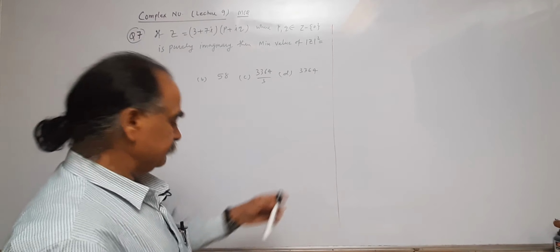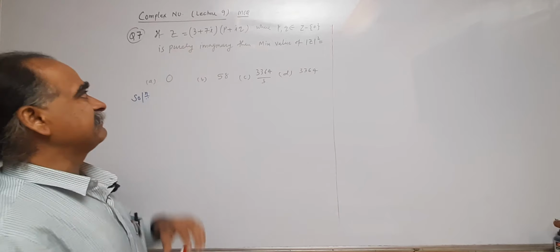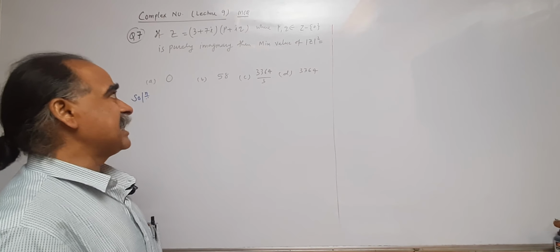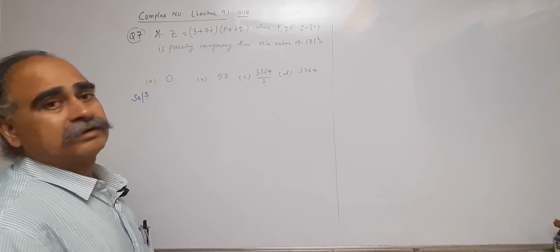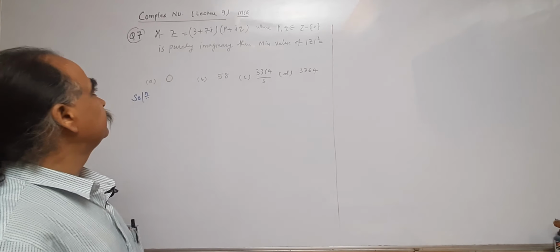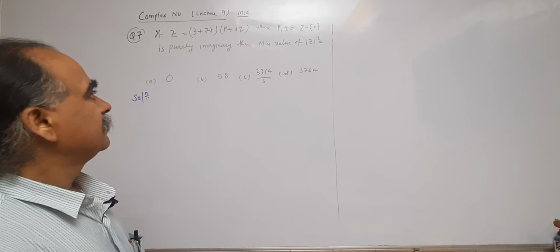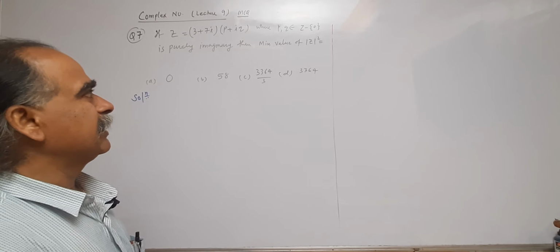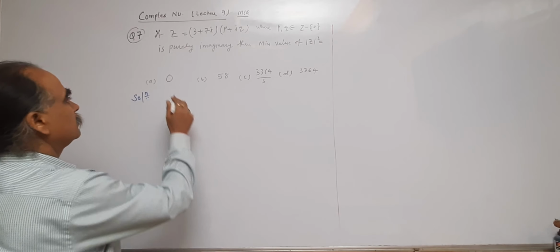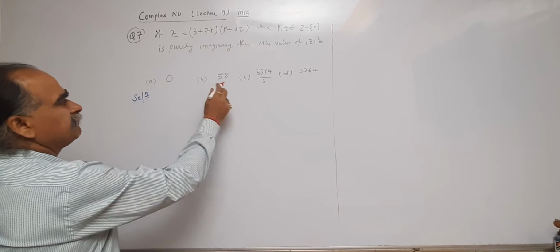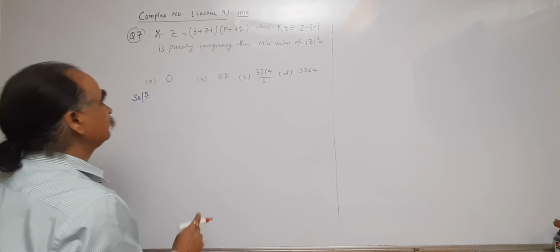Next problem is, if z is equal to (3 plus 7i) into (p plus iq), where p, q belong to non-zero integers, is purely imaginary, then the minimum value of mod z square is: 0, 58, 3364 upon 3, and 3364.